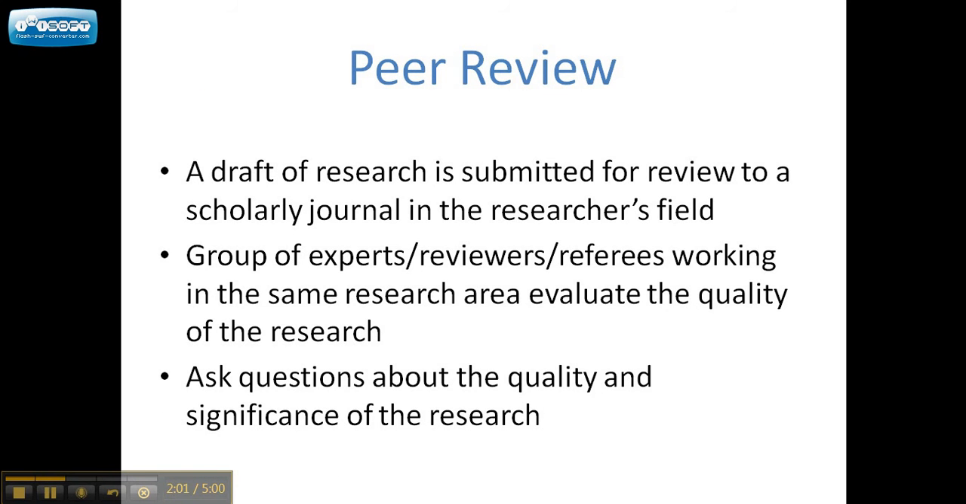Basically, the first draft of the research or the study is submitted for review to a scholarly journal in the researcher's field. And a group of experts or reviewers, sometimes also called referees, and you may hear the term refereed journal, who are working in the same field, same research area, evaluate the study based on its quality. They are asking questions about the quality and significance of the research.